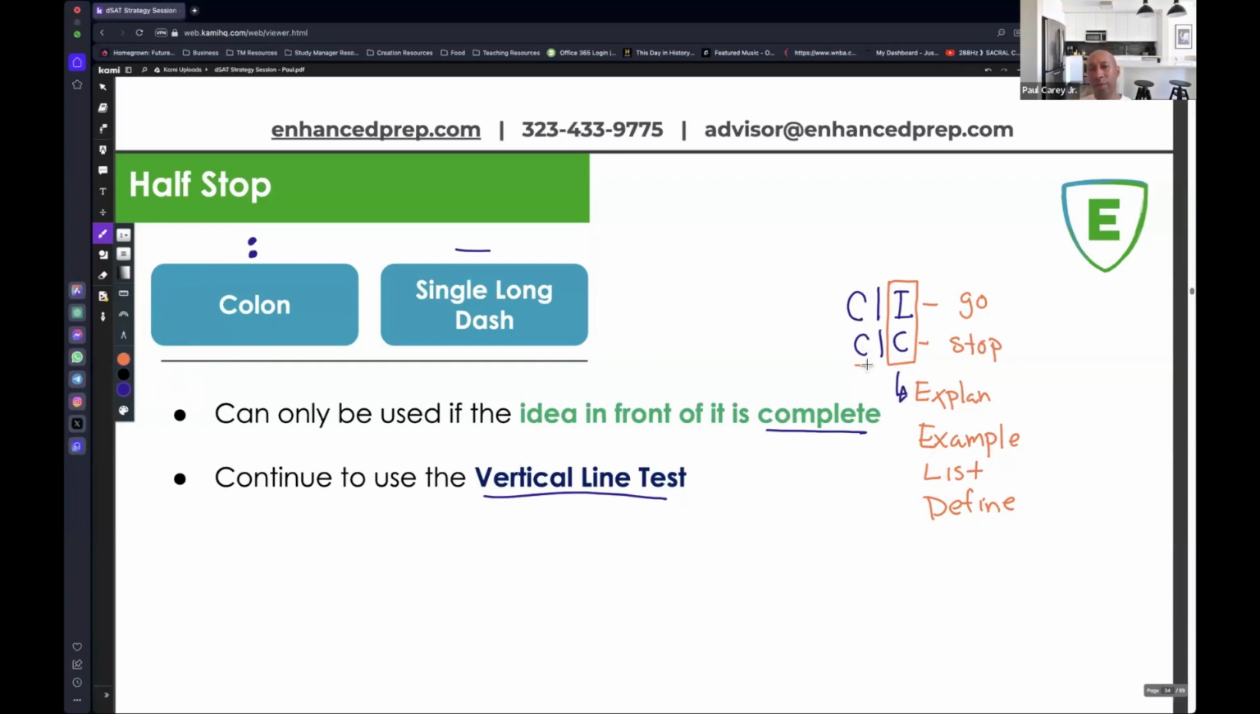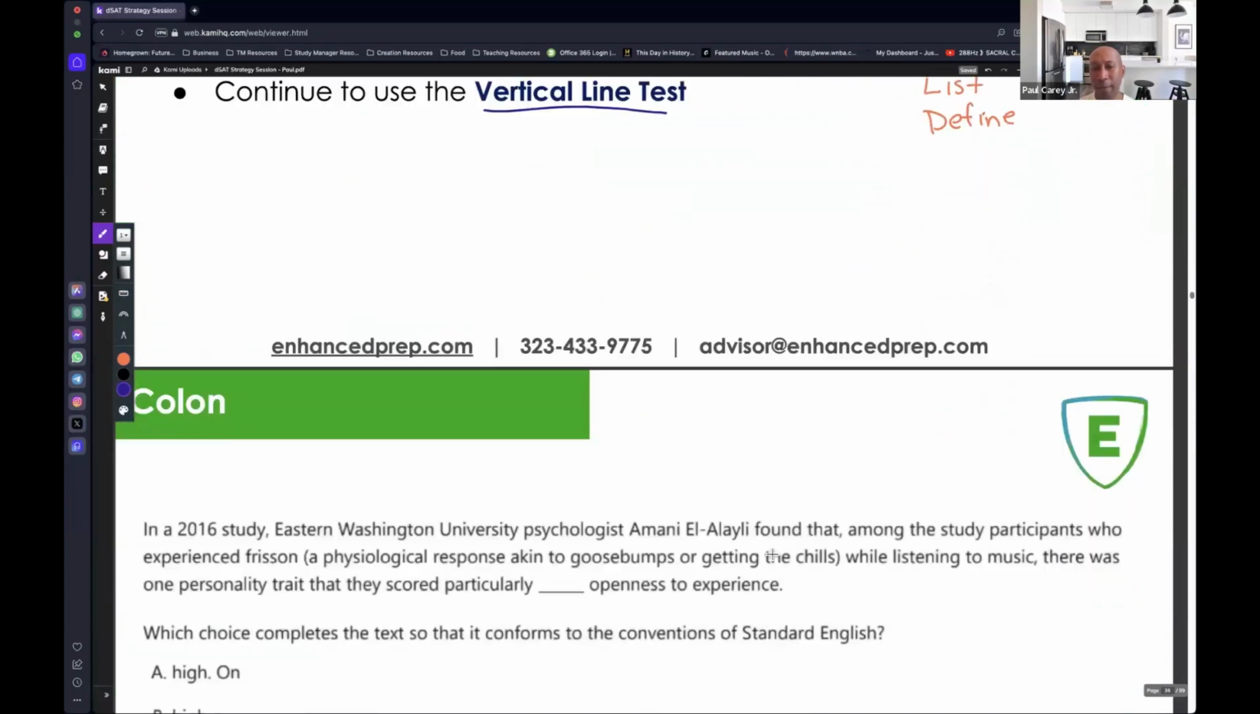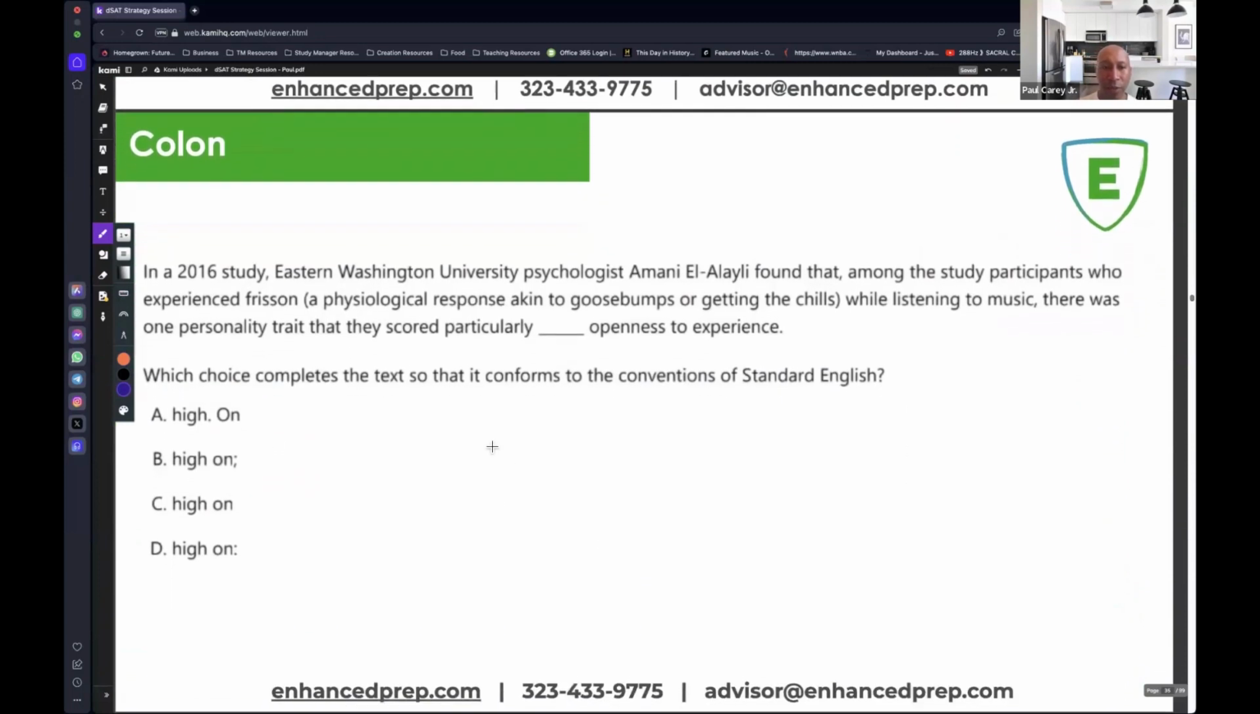So when you're going through and you see a complete and complete or a complete and incomplete, you want to double check to see, does the second part do one of these items? If it does, then it's going to be your half stop punctuation. If it doesn't, it's going to be the go or the stop punctuation. So let's check this one out and see how this will work.